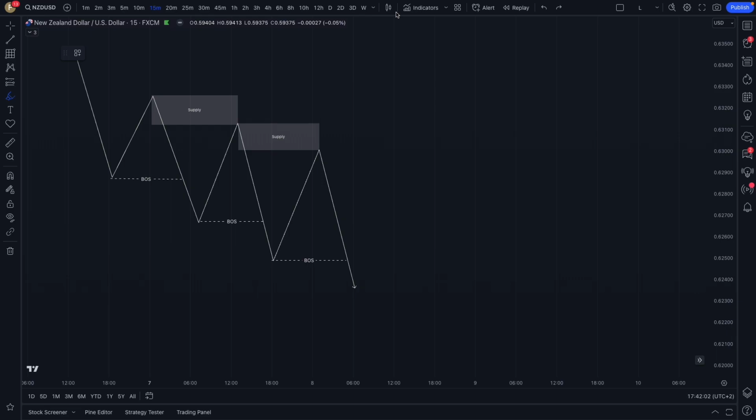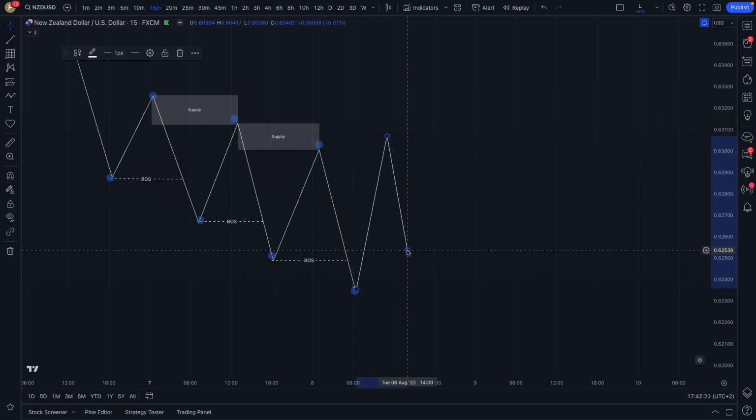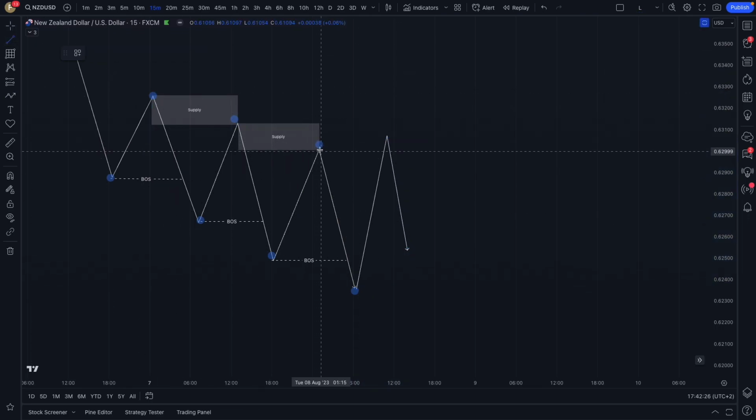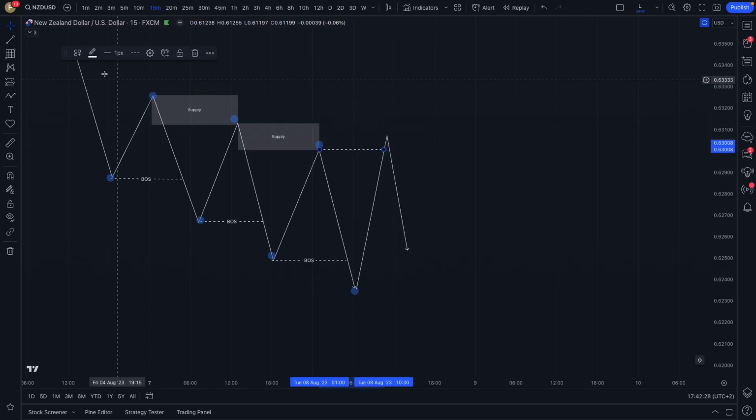For this scenario, I'm going to be using a bearish example in which price is making a series of lower highs and lower lows, lower highs, lower lows, lower highs, and lower lows. So when price breaks structure to the opposite side of which it was originally trending in, we call this a change of character.